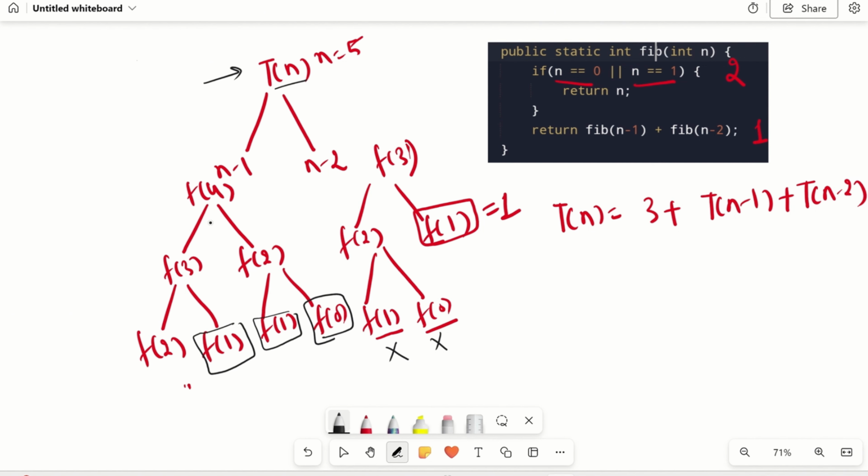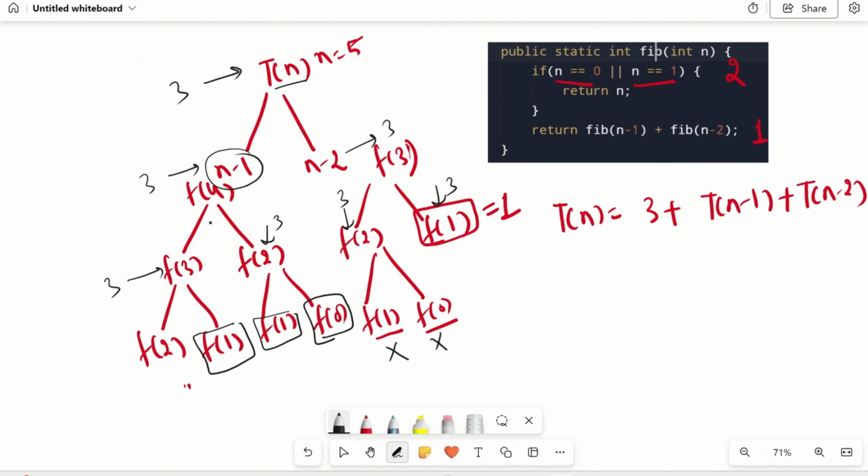So 3 operations are happening here, and if you come at this stage, this function will also do the 3 operations. This function will also do the 3 operations. Similarly, if you come here, this function will also do 3 operations. This function will also do 3 operations. This will also do 3. This will also do 3.